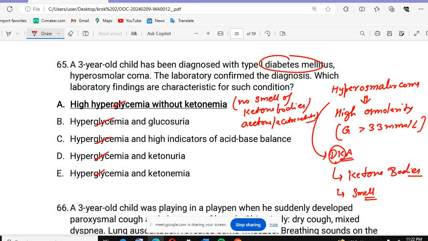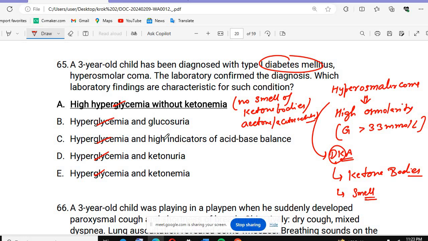In diabetes mellitus type 1 and type 2, if a ketone body is present, that is ketoacidosis. If a ketone body is not present, then it means a non-ketoacidosis condition. Diabetes mellitus type 1 is due to insulin deficiency, and diabetes mellitus type 2 is due to a problem in the insulin receptors.